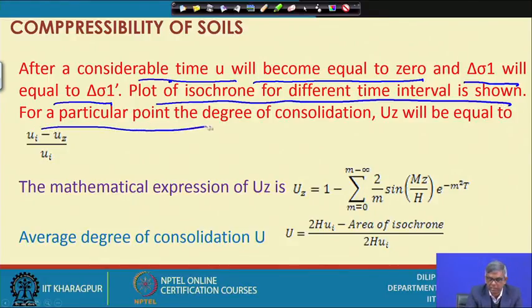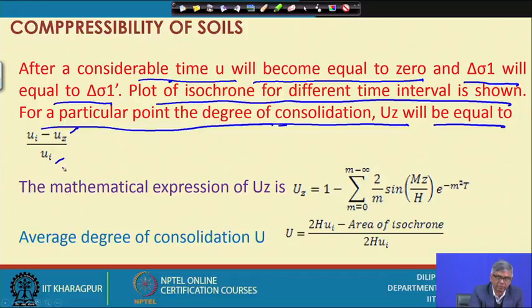For a particular point, the degree of consolidation from the definition is u I minus u Z by u I. Here u Z is the pore pressure at that time, and u I minus u Z is whatever consolidation happened at a particular time, divided by the initial excess pore pressure. So, this ratio is what is called the degree of consolidation we have defined before.